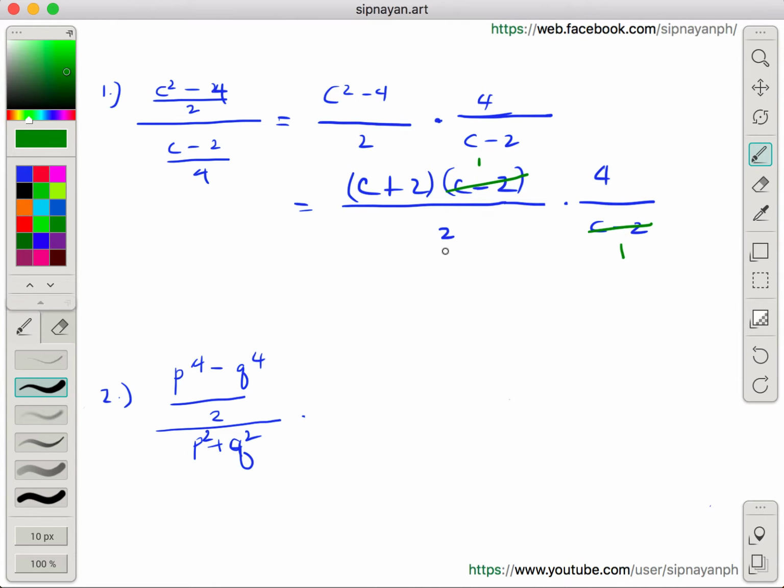Ito pwede din. Ano pwede natin i-divide? Pwede natin i-divide by 2, di ba? So, 2 divided by 2 is 1. 4 divided by 2 is 2. So, yung ating numerator ay c plus 2 times 1 times 2. So, that's 2 times c plus 2. And then, yung ating denominator ay 1 times 1. So, 1. Or simply, 2 times quantity, c plus 2. Or, gusto nyo naman, 2c plus 4.